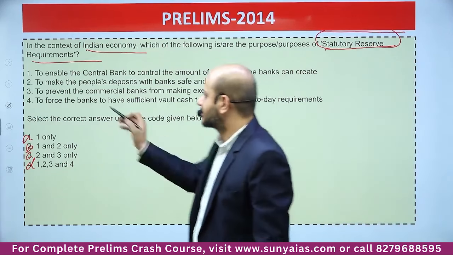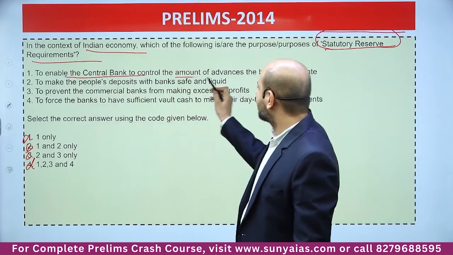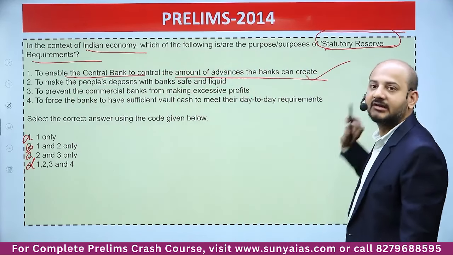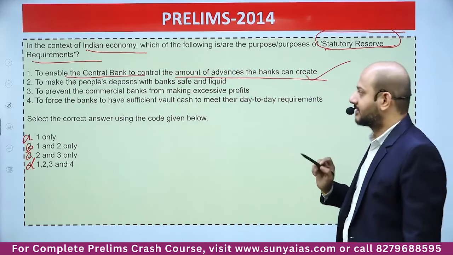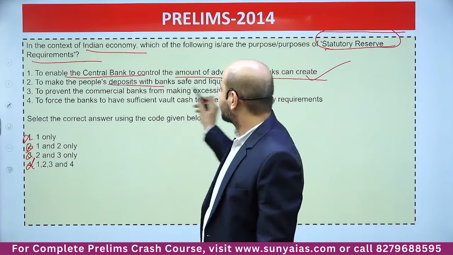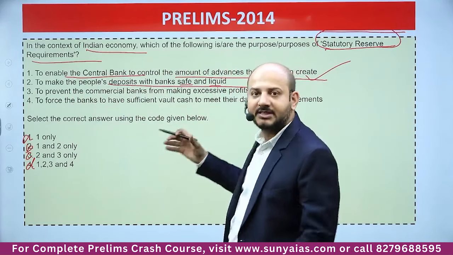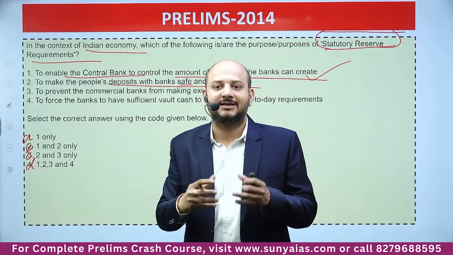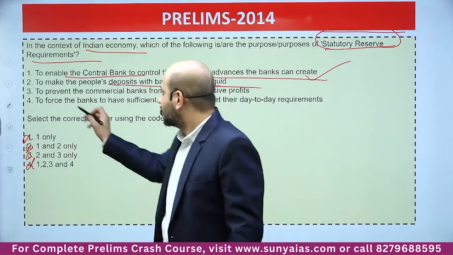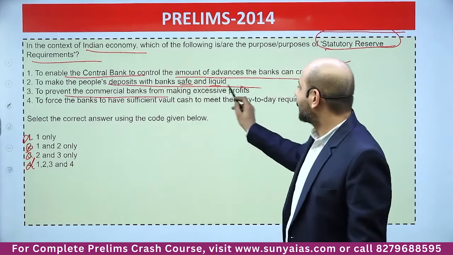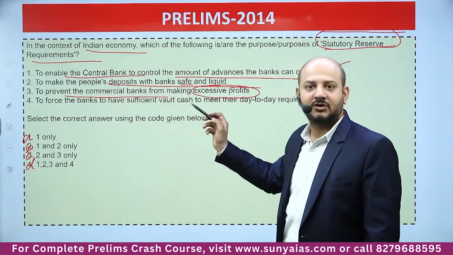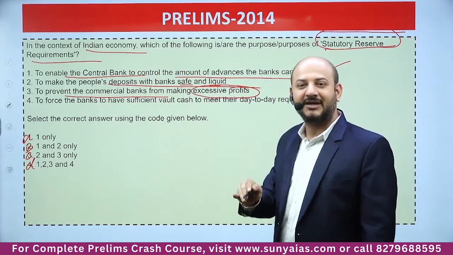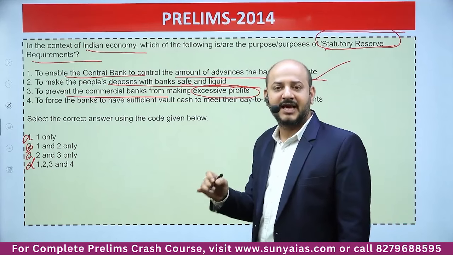Look at here, students. To enable the central bank to control the amount of advances the banks can create. True, this is the right statement. To make the people's deposits with banks safe and liquid. Okay, safety is there and liquidity. Basically, it will provide more liquidity. To prevent the commercial banks from making excessive profits. No, this is not our objective. We do not want to prevent commercial banks from making excessive profits.